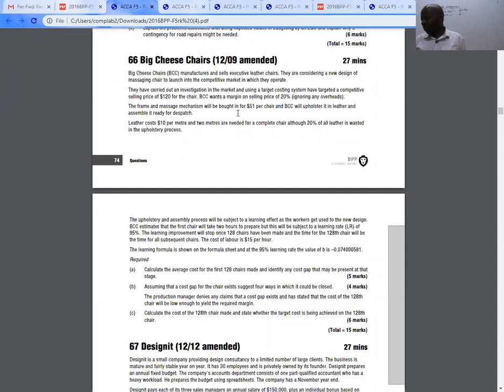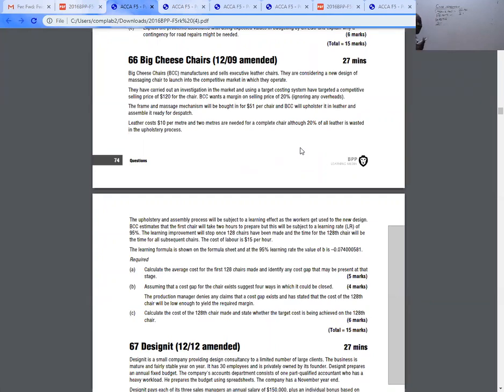Then we continue. We are told leather costs 10 per meter and 2 meters are needed for a complete chair, although there is wastage of 20%. Whenever there is wastage, many students will not be able to handle it very well. I can see 2 meters are needed, but remember these 2 meters are net. So I have to gross up. How do I gross up? By dividing by the net percentage.